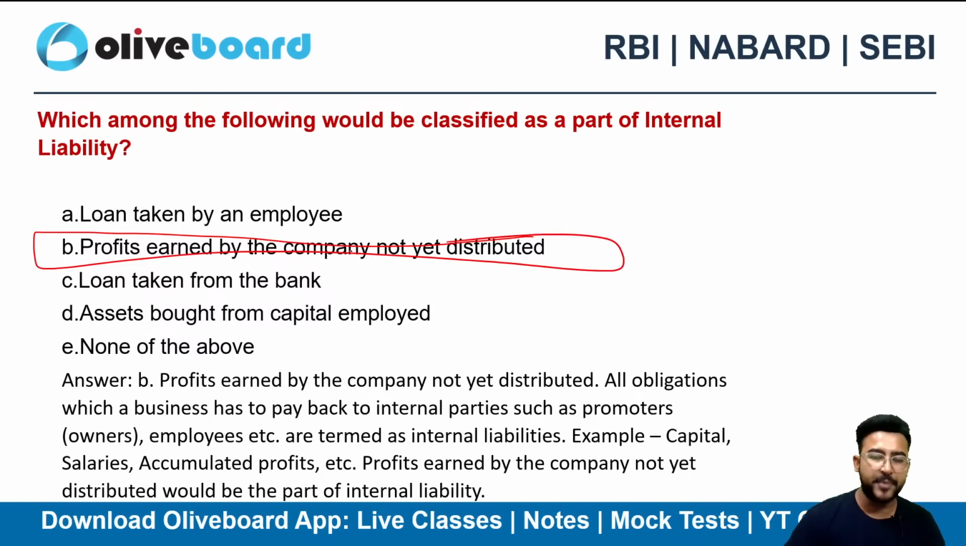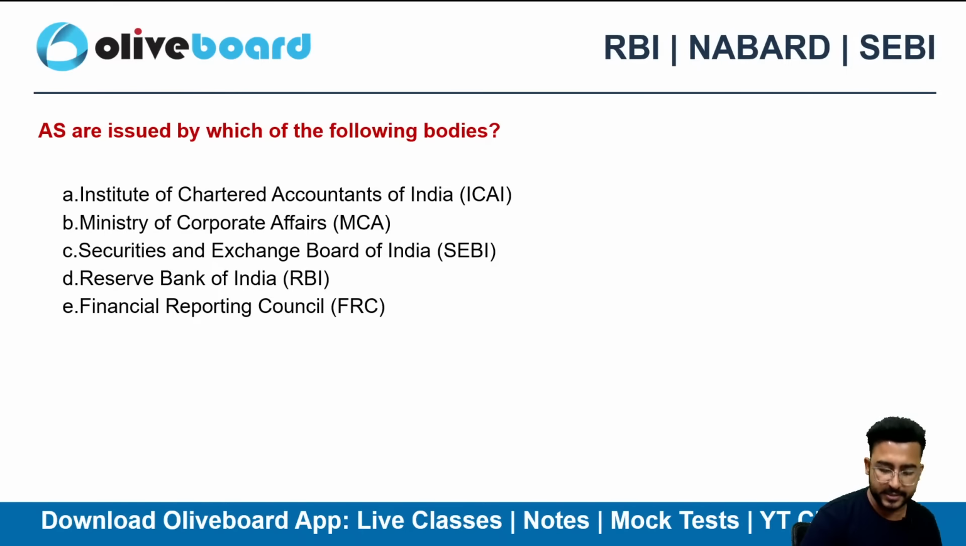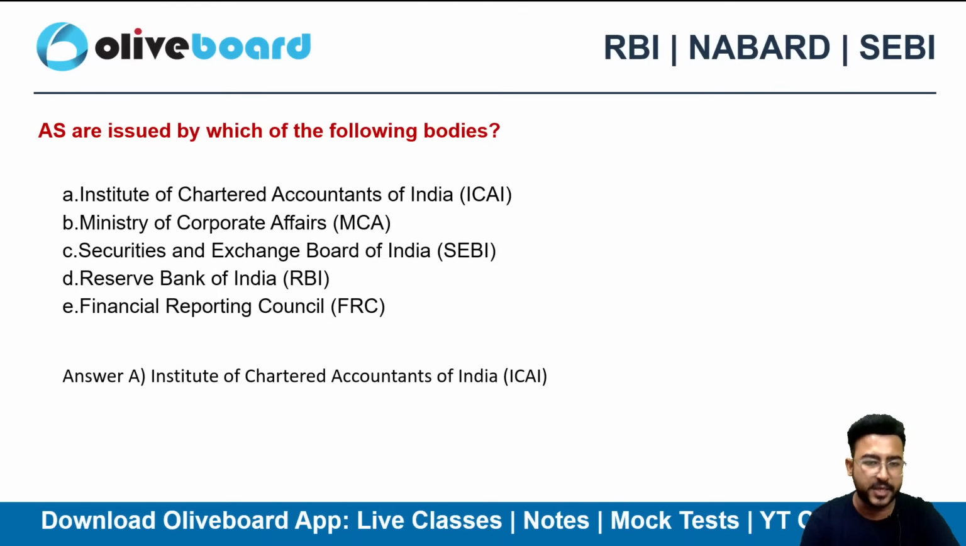Can you tell me the full form of IASB? The correct choice here is option B, International Accounting Standard Board. Accounting standards are issued by which of the following bodies? I am talking about the accounting standards. It is the Institute of Chartered Accountants of India, ICAI.